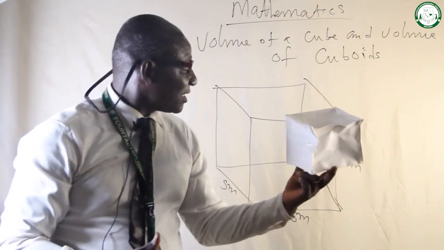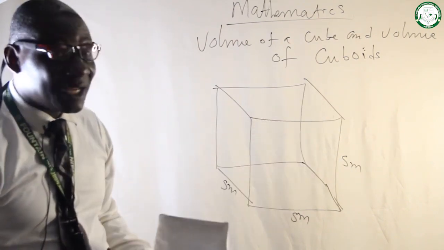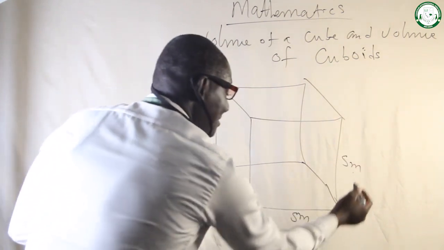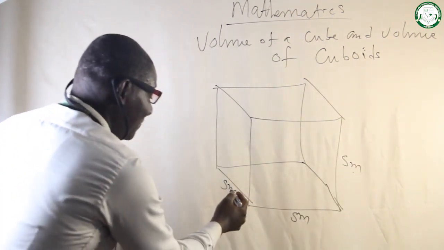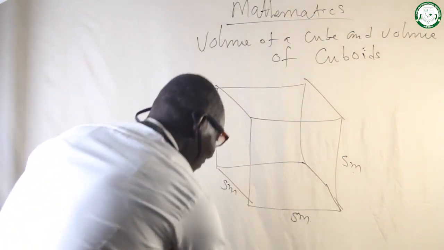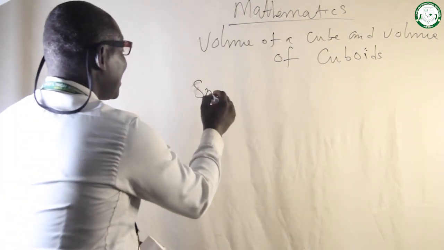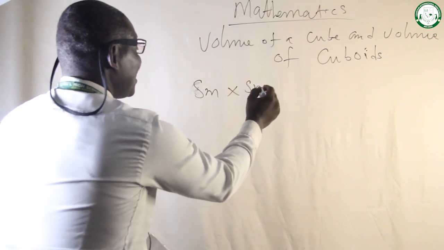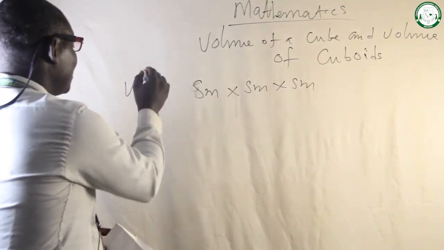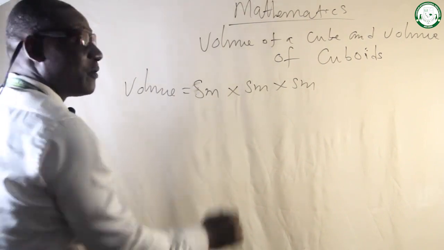Now we want to derive the formula so that we can apply it to solve questions. For instance, we have the side X, we also have the side X, and the side X here, and the unit attached to it is M. We have side M by side M by side M. Therefore, we want to get the volume of the cube.